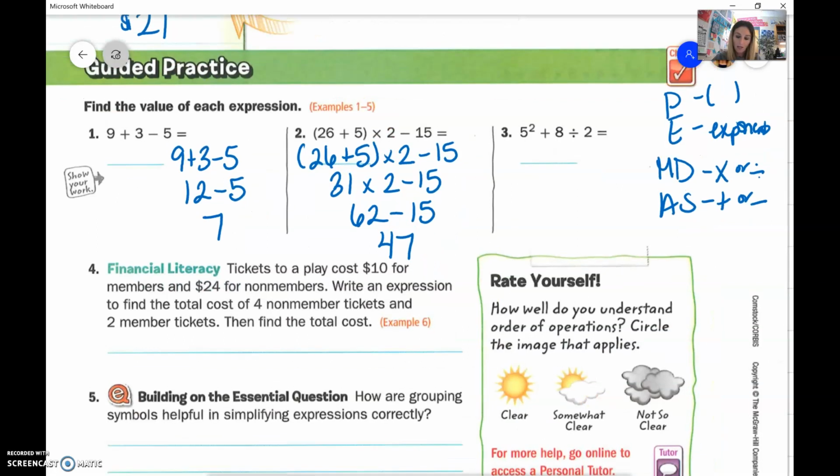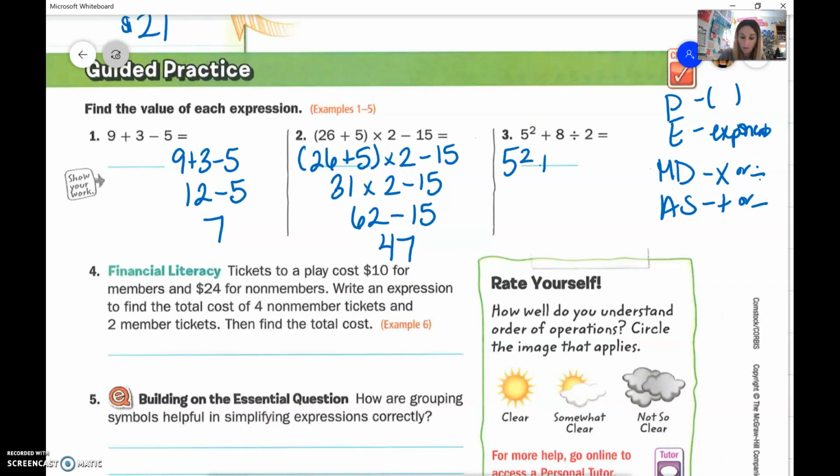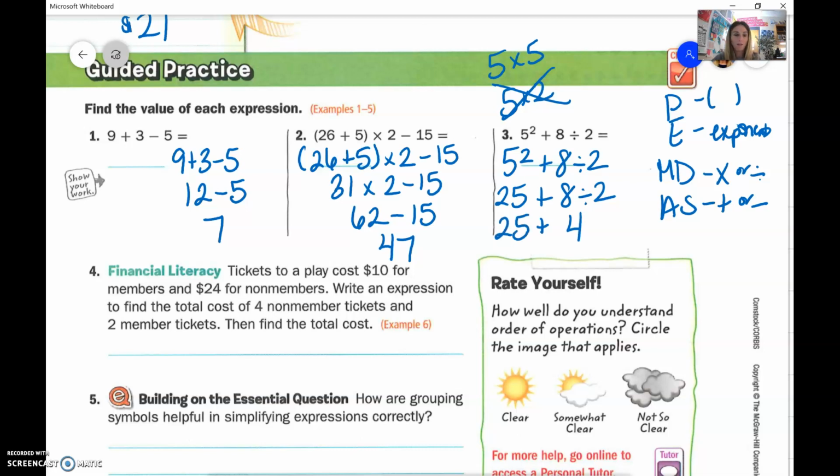And let's take a look at number 3. So rewrite it. 5 squared plus 8 divided by 2. Parentheses, do I have any? Nope. Exponents, yes I do. Remember, it is not 5 times 2. Rather, it is 5 times 5. And 5 times 5 is 25 plus 8 divided by 2. So parentheses, exponents, done and done. Multiply or divide. I have division, so I must do my division first. 8 divided by 2 is 4. Bring down my 25, and now I have 25 plus 4, which is 29.